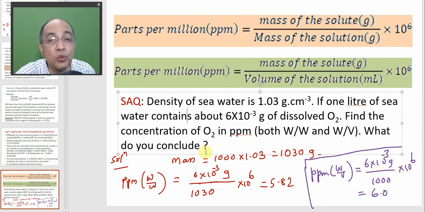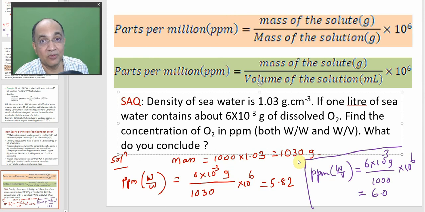What do you conclude? So the density is given, m by v, so mass is equal to density times volume. Let's take 1 liter. 1 liter means 1000 ml. 1000 ml or 1 liter of seawater will weigh 1030 gram. So there is an excess of 30 gram.